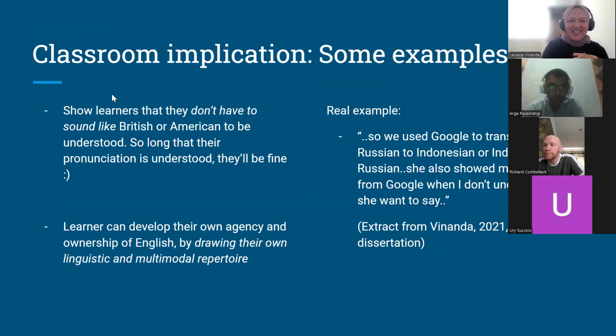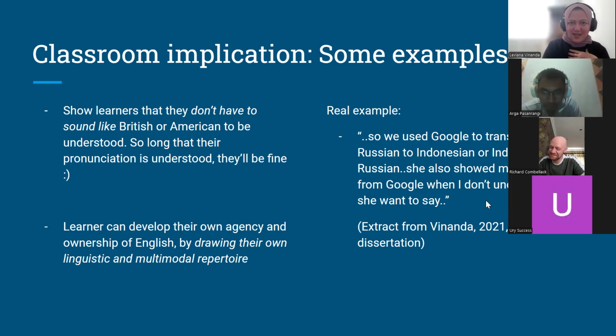Okay, let me show you this example. If you look at the right side, one of my students explained this to me. When she had an exchange with her Russian peer, she said, "So Miss, you know, we don't always use English. We use Google to translate from Russian to Indonesian or Indonesian to Russian." And she also showed me pictures from Google when I didn't understand what she wanted to say.